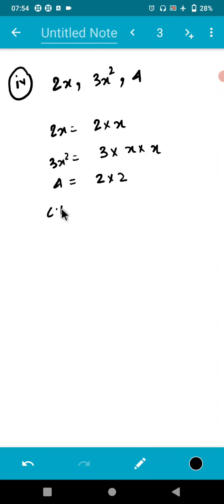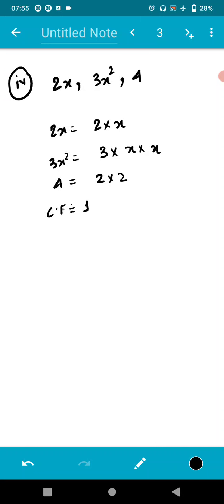Now do you see any common factors in all the 3 terms? 2 is not present here, but 2 is present here. x is present here, it is also present here, but it is not present here. So there is no particular factor which is common to all the 3 terms. So in this case you will write the common factor as 1 only. 1 is a common factor of every number. So if you do not find any common factors among the terms, you will write the answer as 1. So the common factor is 1.